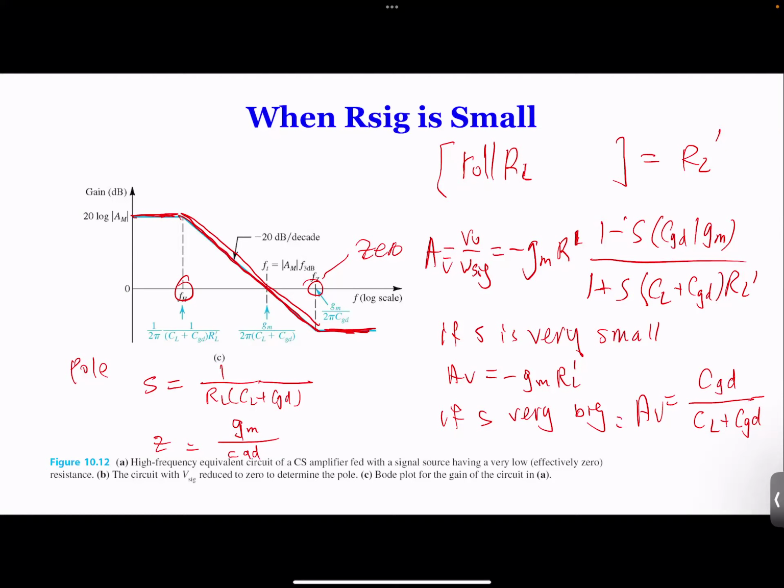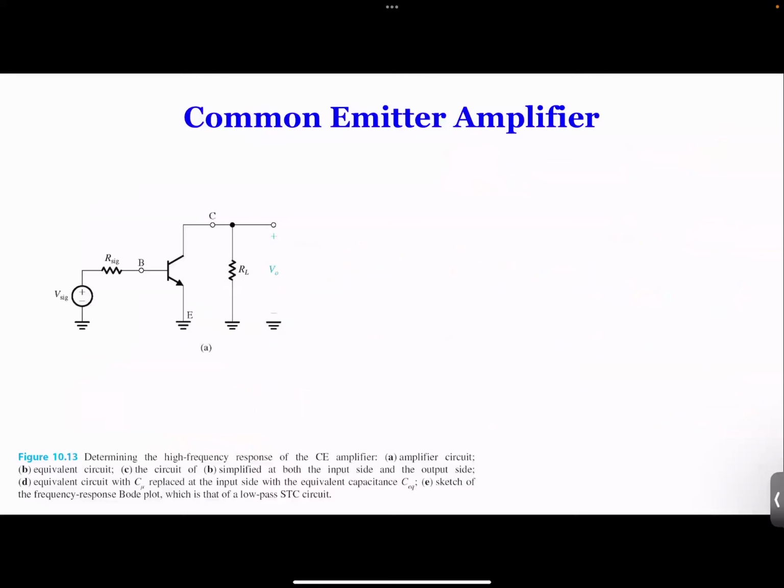We normally don't use it, but just for the concept-wise, at some point your gain is no longer going to decrease, but it actually keeps constant. So in theory, you can use this part as an amplifier too, but your gain is very small. That's all. Okay. So that's what we did last week.